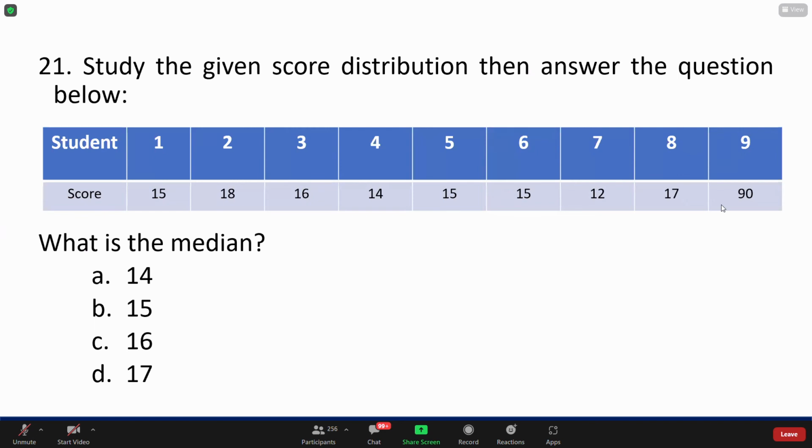Loud and clear. Study the given score distribution, then answer the question below. What is the median? A 14, B 15, C 16, D 17. My answer is B, 15. Yes, it is 15. First arrange the scores from highest to lowest, then take the middle one. Since there are 9 scores, the middle is the 5th, and the 5th is 15. That's good. Next, number 22.